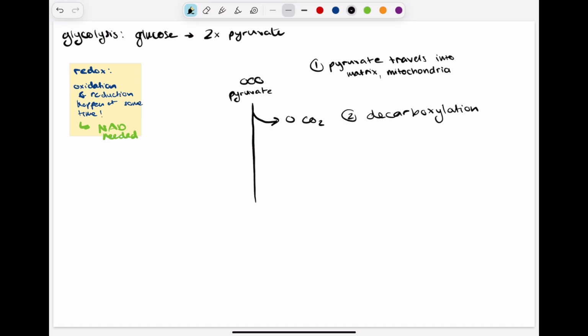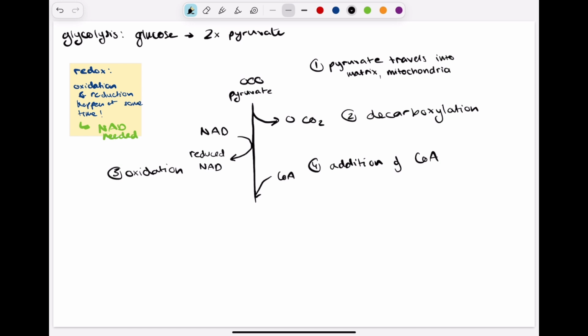So our third step is oxidation of our 2-carbon molecule. And what this results in is that we need an NAD molecule to be reduced. Again, this is because if we want to oxidize something, we have to reduce something else. And in this case, that's NAD. And lastly, the last step is the addition of coenzyme A. And you can just denote it as that. And the way we represent that on the little diagram is you write it like this.